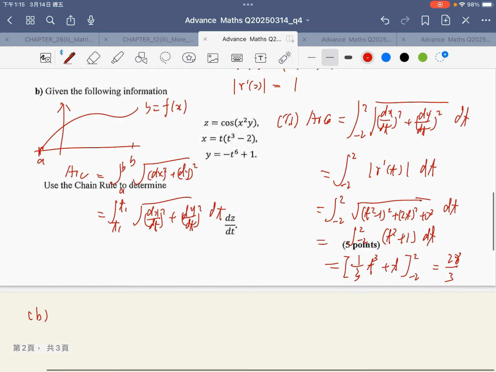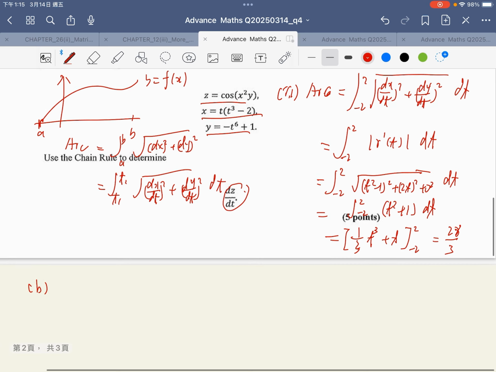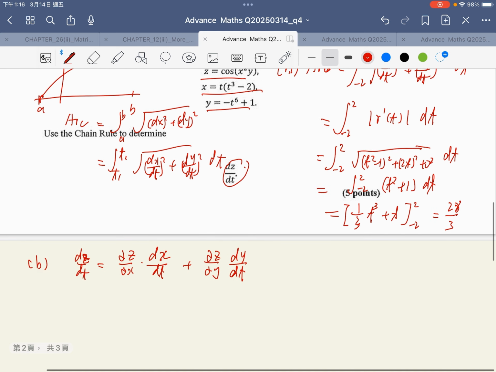Okay, for part B, z is a function of x squared y, and x is a function of t, y is a function of t. Here, we use the chain rule to calculate dz over dt. dz over dt equals dz over dx times dx over dt, plus dz over dy times dy over dt. That is the chain rule.